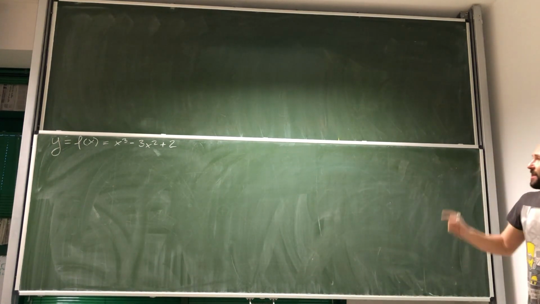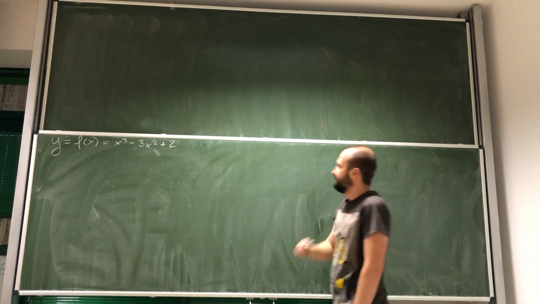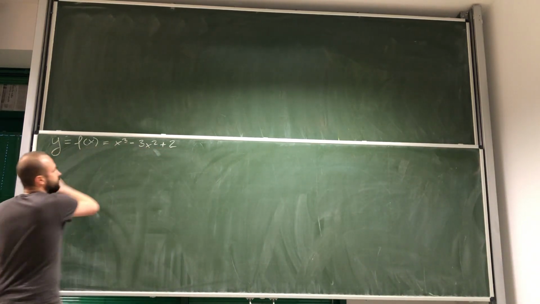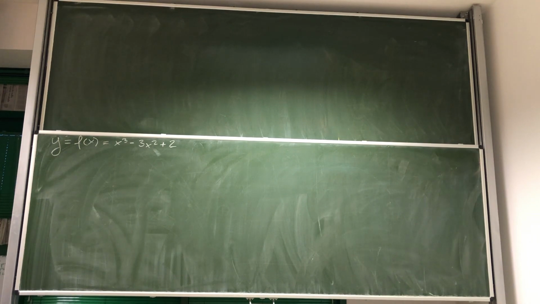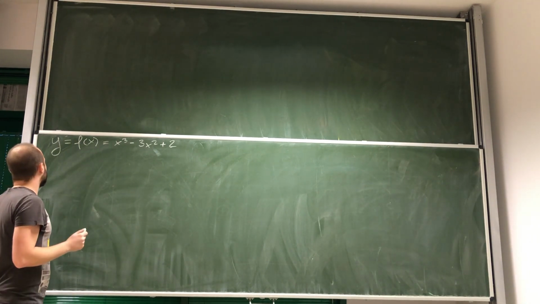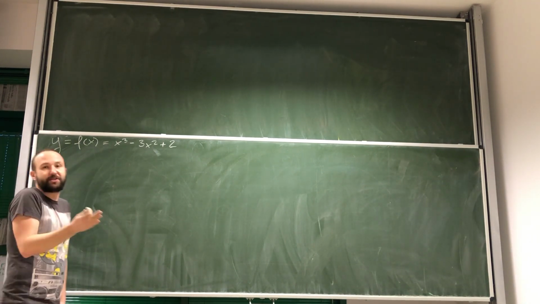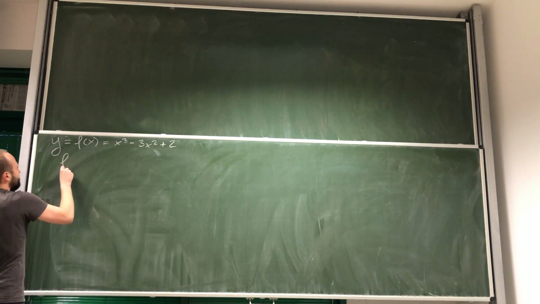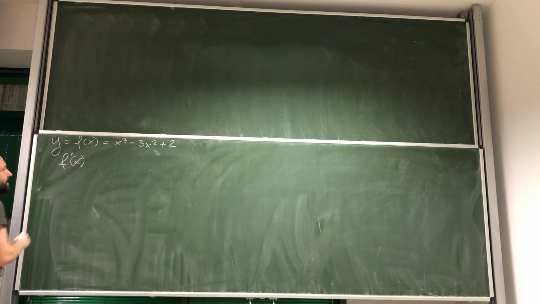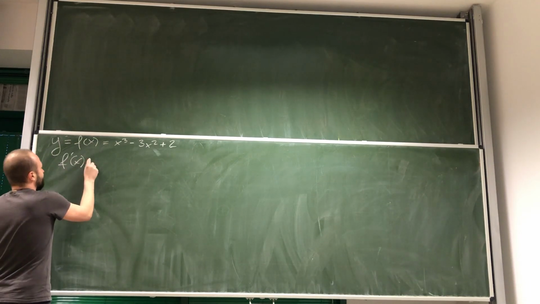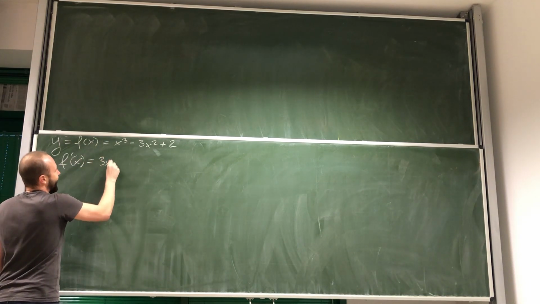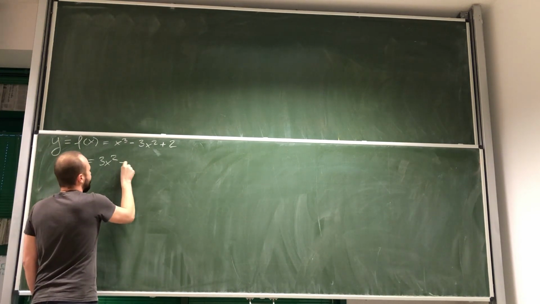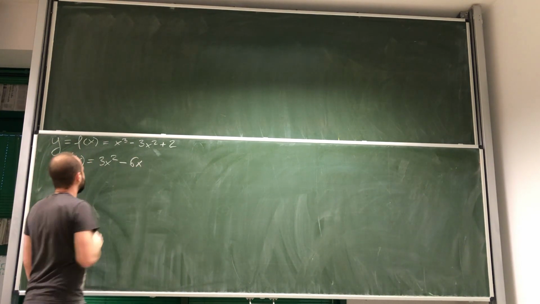Okay, so look, let's just say that our first task is to draw this function. Now, how do you approach it? Look, of course, we're going to use derivatives. So the first thing I'm going to do is calculate f prime of x. Okay, so it's 3x squared minus 6x.